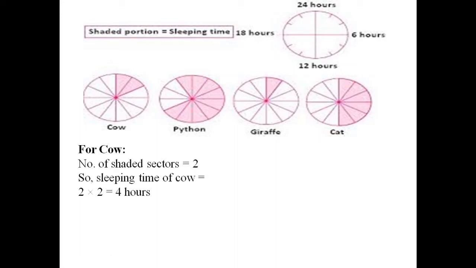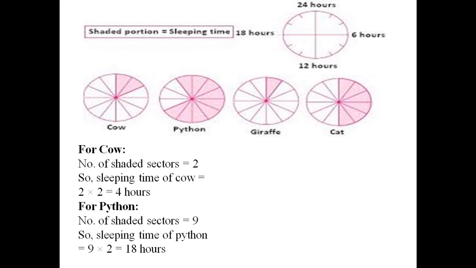So first one, for cow, the number of shaded sectors is 2. Is that right? 1 and 2. So sleeping time of cow: 1 sector is equal to 2 hours, right? 2 sectors means 2 into 2. Is that right? So 4 hours. Totally they sleep 4 hours.